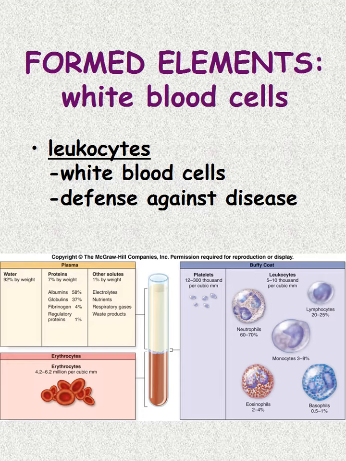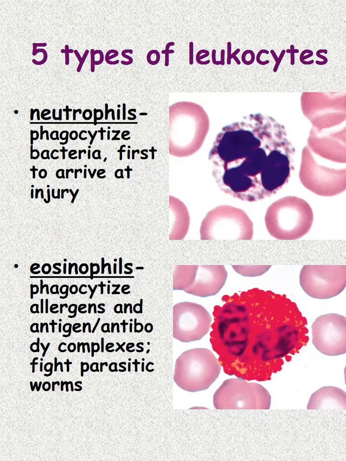Leukocytes, or white blood cells, help initiate an immune response and defend the body against different pathogens. These are considered true cells because they contain a nucleus and cellular organelles. They also are 1.5 to 3 times larger than erythrocytes and do not contain hemoglobin. So we have two main groupings of leukocytes, granulocytes and agranulocytes.